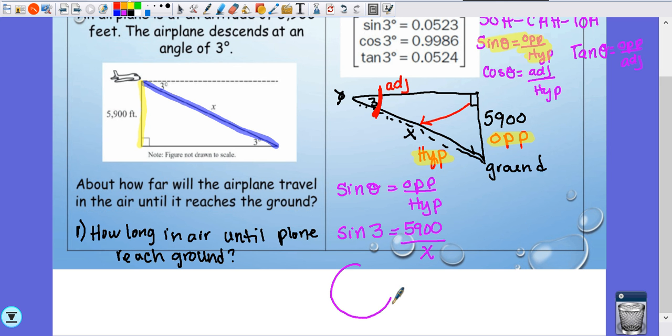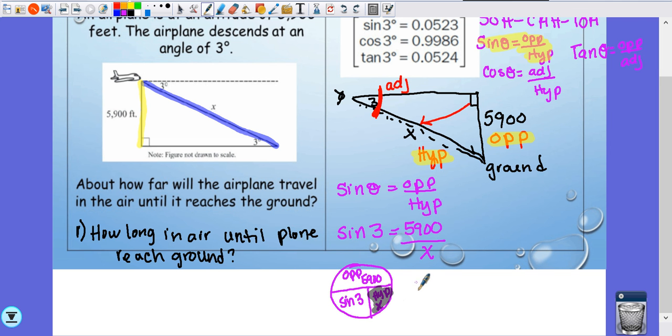Now I'm going to draw my little circle, and I'm going to say sine of 3 equals the opposite up here, which is going to be 5900 over HYP, which is x. And you're going to take your finger or your pencil and put a scratch through what you're looking for. And this should look like something you've seen in physical science.